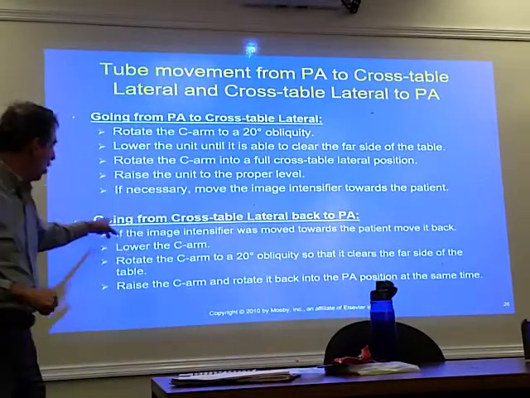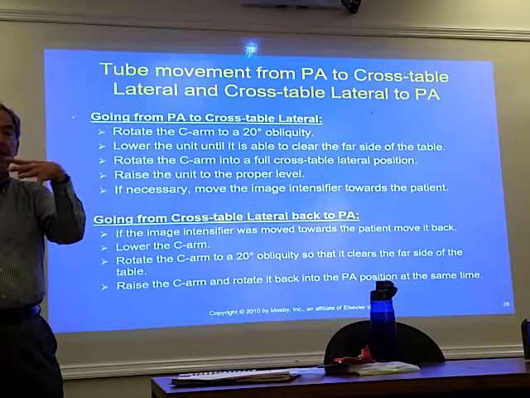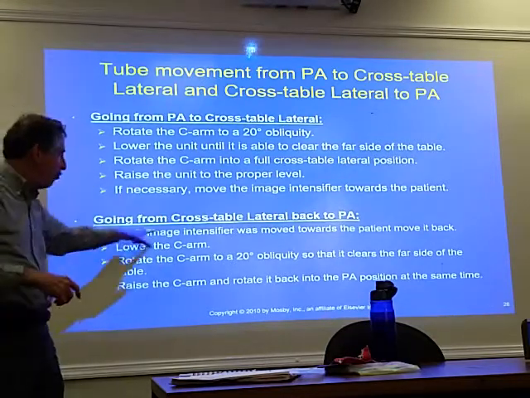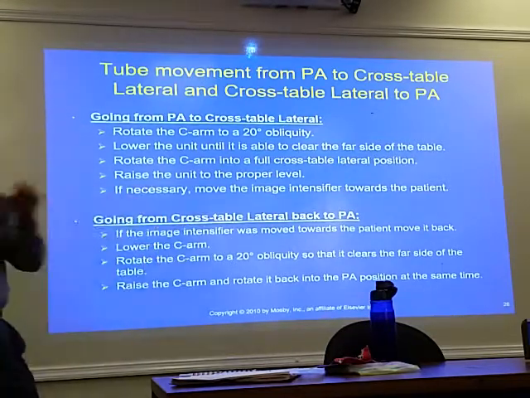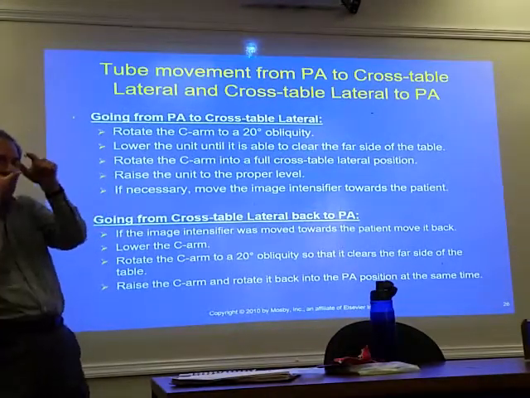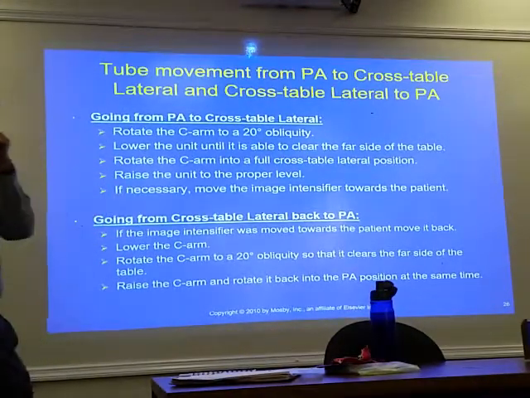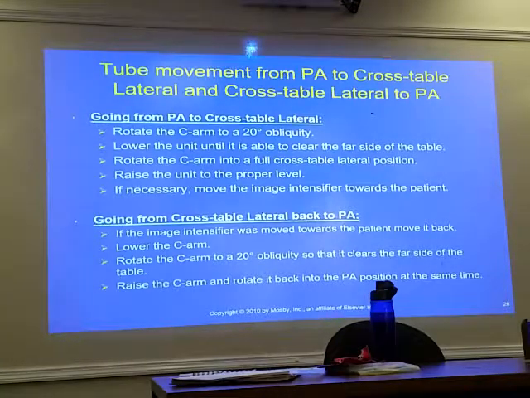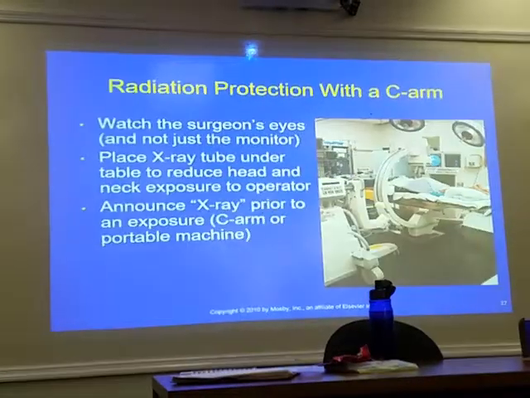Then when you're going to go from the cross table lateral back to the PA, you just do the opposite. If you moved that image intensifier in, you have to move it out. And then you lower the C-arm, rotate it back to that 20 degrees, and then raise it up and get it back to its normal position. So, like I said, you can just go by some of that.